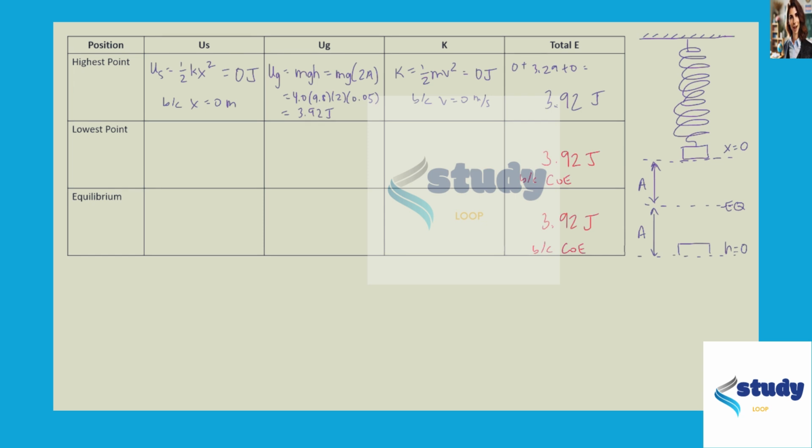Okay, so now let's take a look at that lowest point. Once again, we now know that our kinetic energy is 0 joules for the same reason as before, that the cat's not moving.